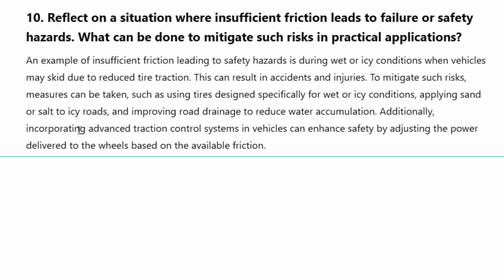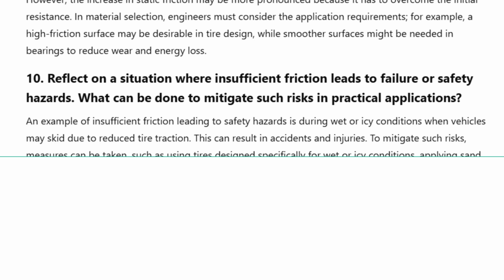To mitigate such risks, measures can be taken, such as using tires designed specifically for wet or icy conditions, applying sand or salt to icy roads, and improving road drainage to reduce water accumulation. Additionally, incorporating advanced traction control systems in vehicles can enhance safety by adjusting the power delivered to the wheels based on the available friction.